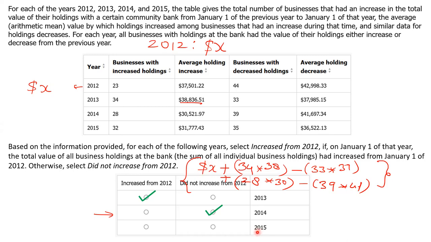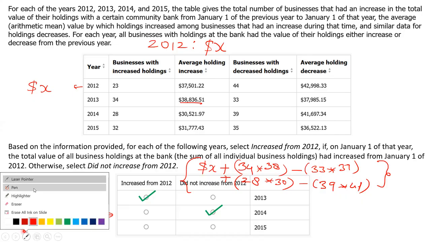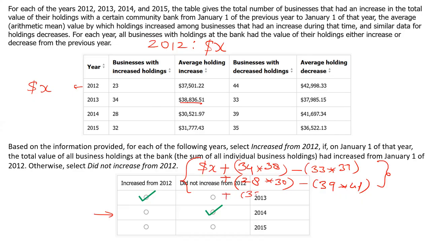Now in 2015, what happened? Again, we'll continue with this, right? How much got added? Plus 32 into 31. And how much got subtracted? 35 into 36. Now I think this is not difficult at all. Clearly, whatever we are adding in 2015 is lesser than what we are subtracting, right? So now think about it logically.